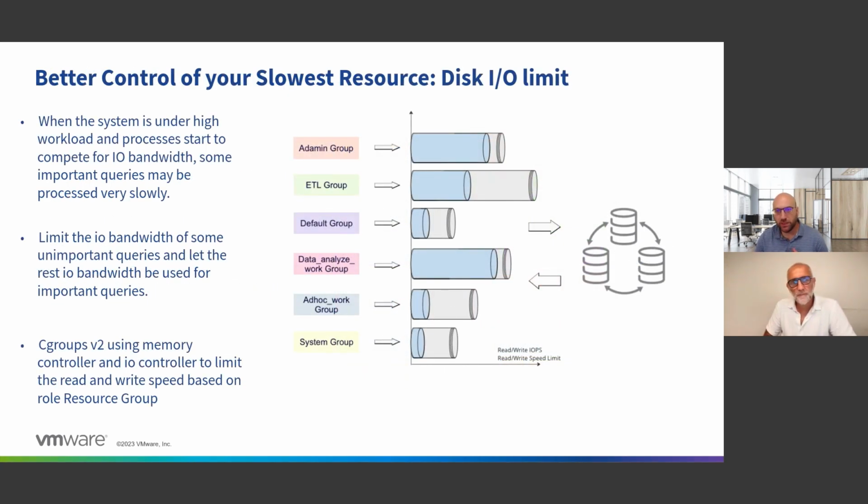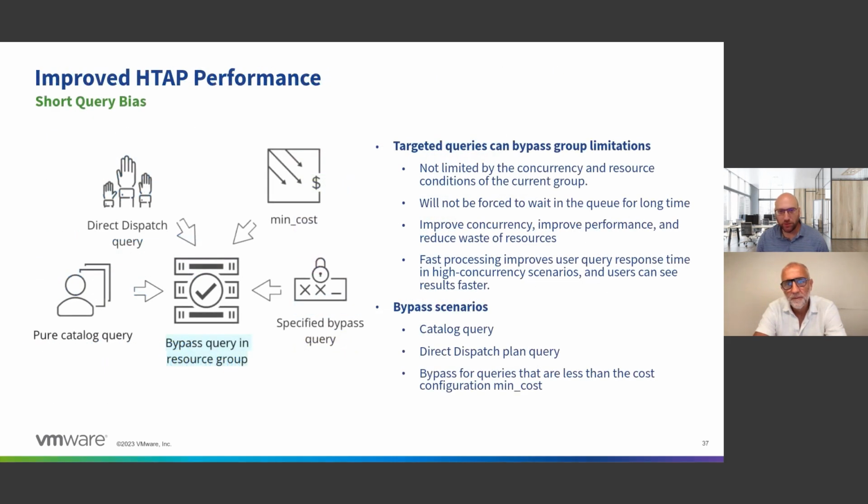And when it comes to disk IO, there is a new control. In GP6 we had disk space quotas, and we still have disk space quotas, but now we have disk IO throughput controls, so that you can say, for example, for my ad hoc group, I want to put a limitation on how much of the disk IO they can take. So really all of the aspects.